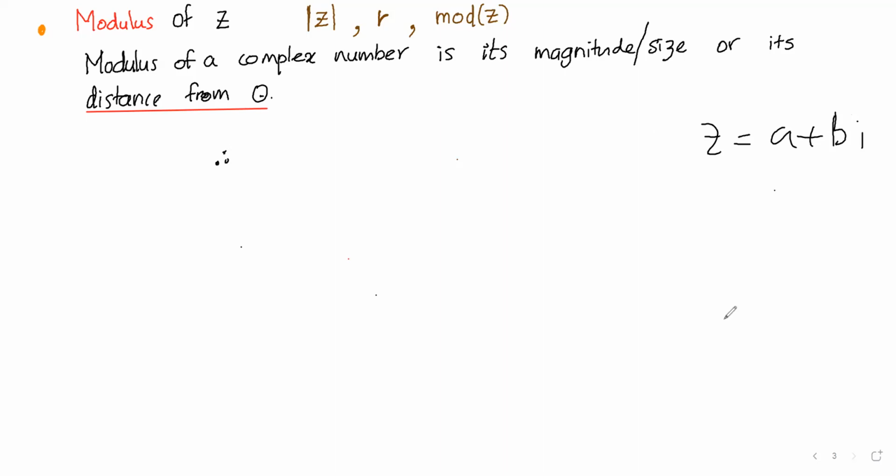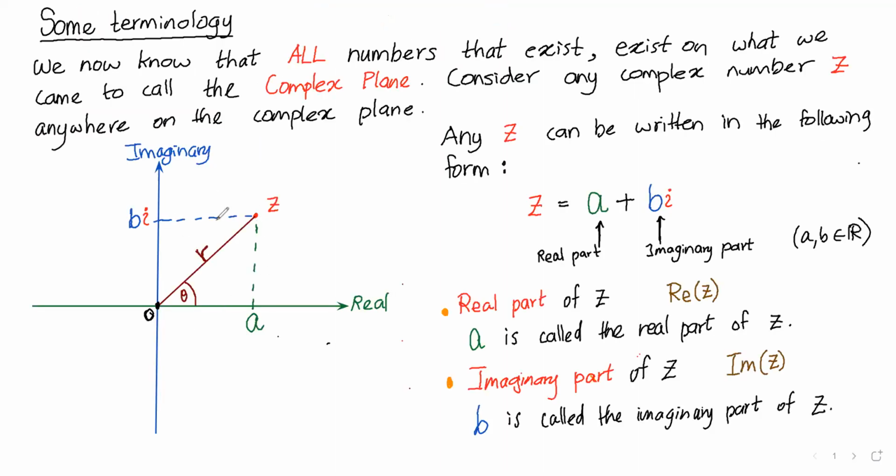Therefore, mod of Z. Let's go back to this diagram, and can you think? This Z, let me write what this Z is. It's a plus bi. Shall we add that to our diagram? This Z is a plus bi. Okay, so you can see a right angle triangle here. That's correct, very good. You have a small right angle triangle. You can apply Pythagoras theorem.